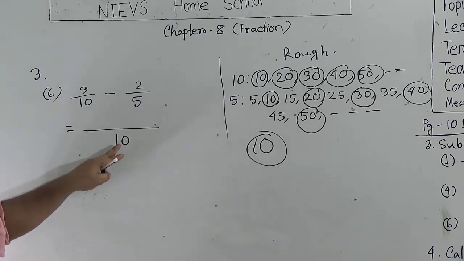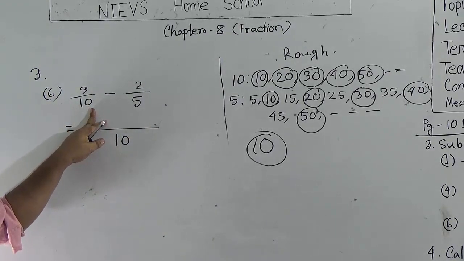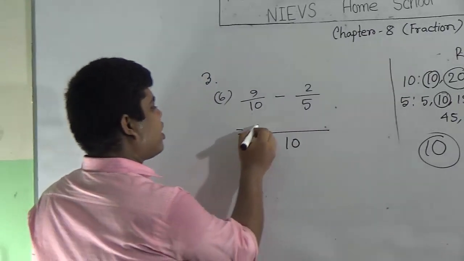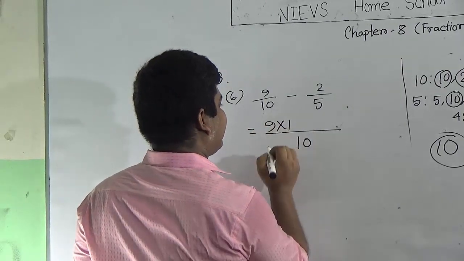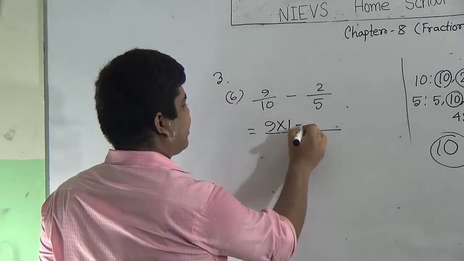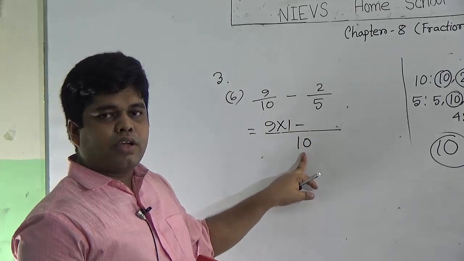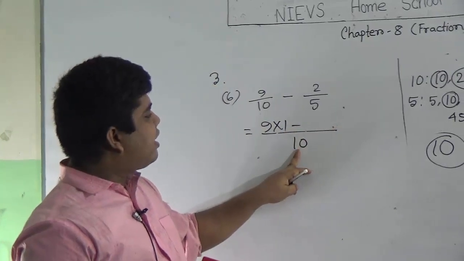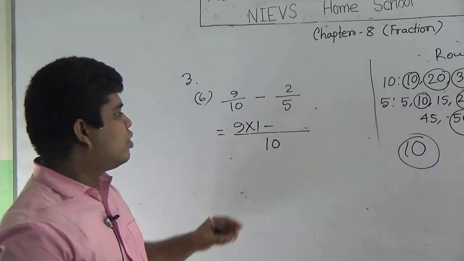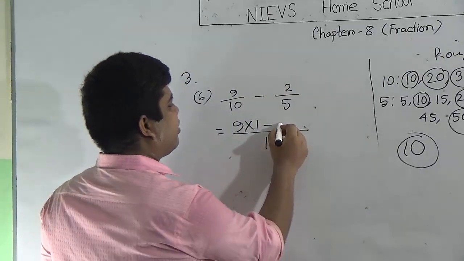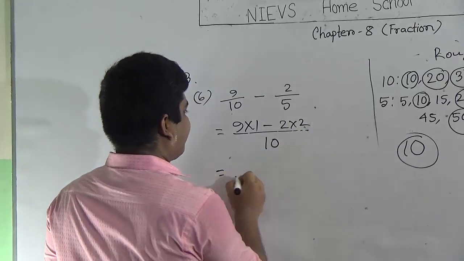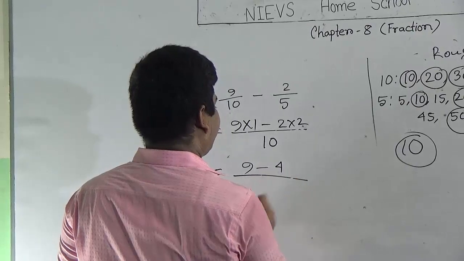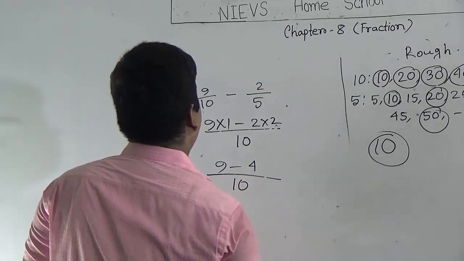Now we divide this LCM by the denominator of the first fraction. That means we divide 10 by 10 and we get 1. This 1 is multiplied with this 9, with the minus sign in between. After that we divide this LCM by the denominator of the second fraction. That means divide 10 by 5 and we get 2. This 2 is multiplied with this 2 and we get 2 twos. Okay, 9 ones are 9 minus 2 twos are 4, divided by 10.